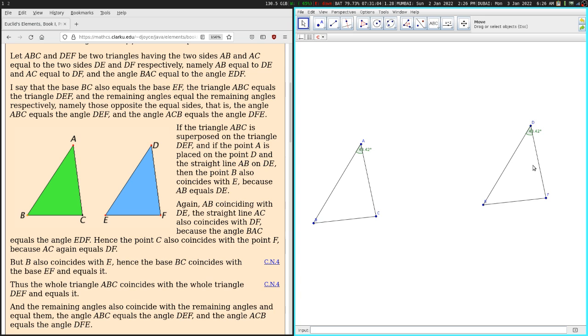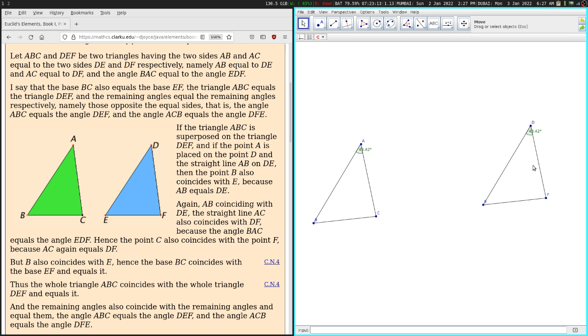Yeah, he doesn't really have a well-defined theory of angles before this. It's sort of just, look. I think there's some validity to this, but if you're not careful with pictures, you can prove things like all triangles are congruent, which isn't true. Since the point C also coincides with the point F, because AC again equals DF. But B also coincides with E, hence the base BC coincides with the base EF and equals it, sure. Thus the whole triangle ABC coincides with the whole triangle DEF and equals it.